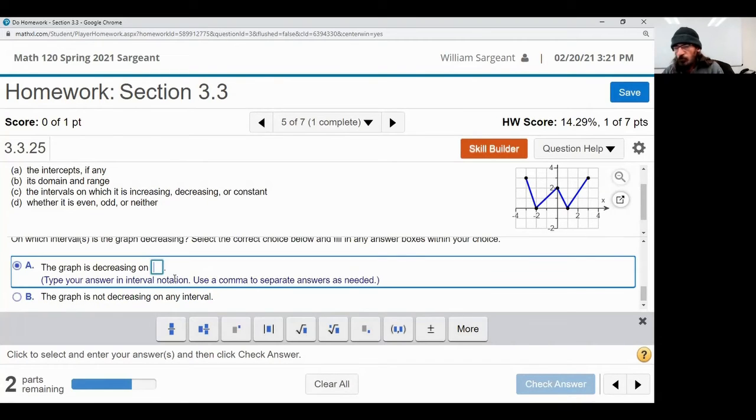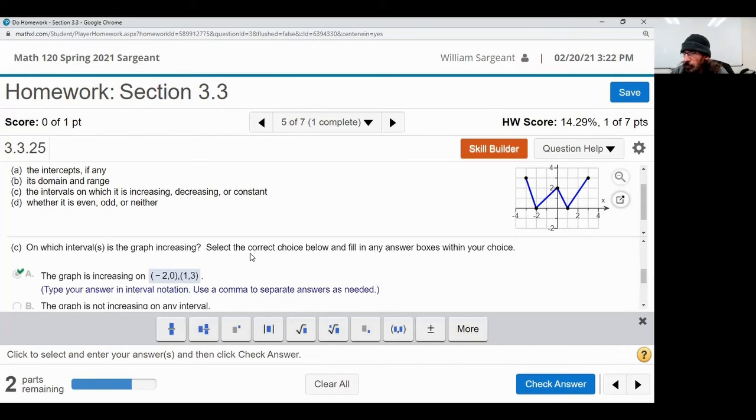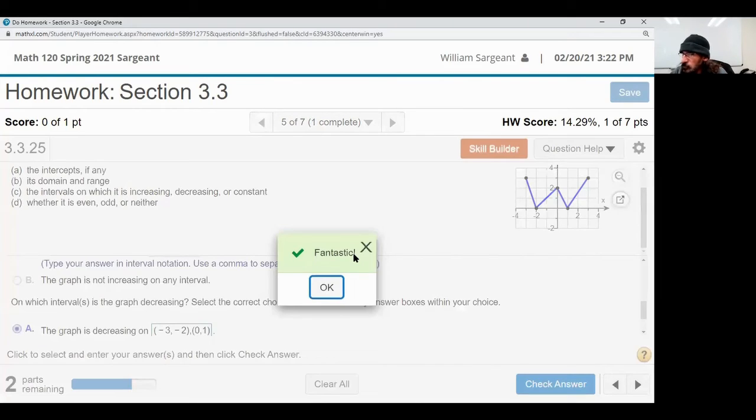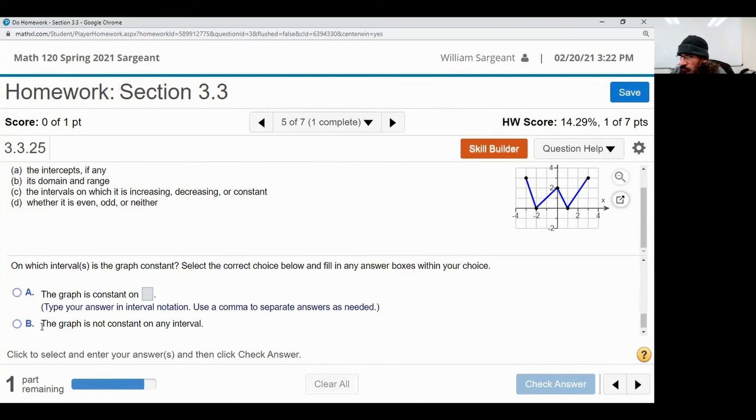Decreasing, that's everything else because it was never constant. So -3 to -2, comma, 0 to 1. If you were to put square brackets to include the places where the switches are occurring, and then union all 4 intervals, these two and these two, you would get the entire domain. And it's never constant.